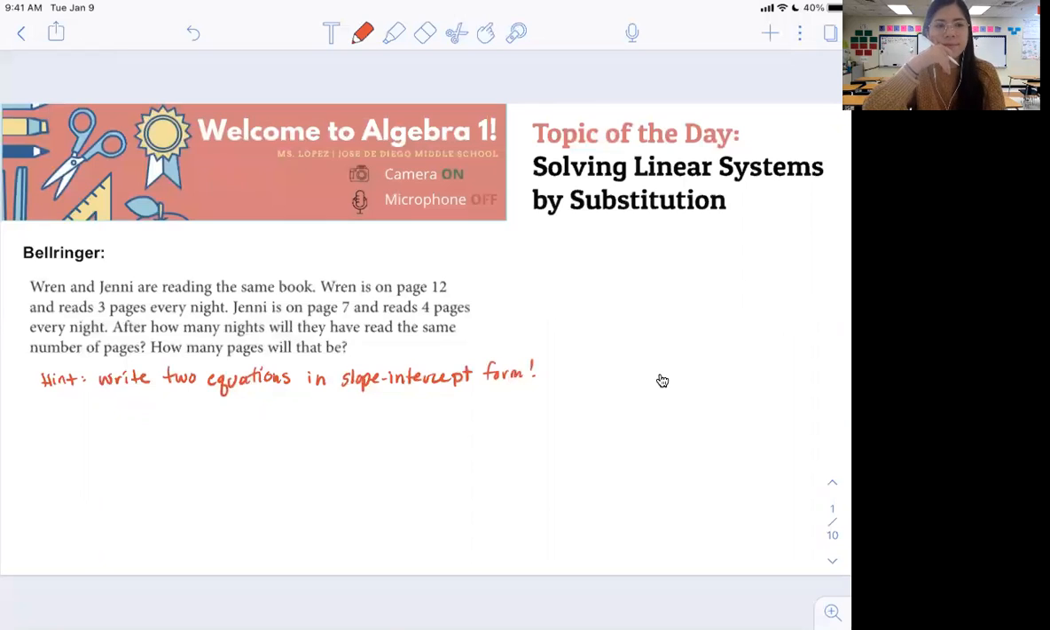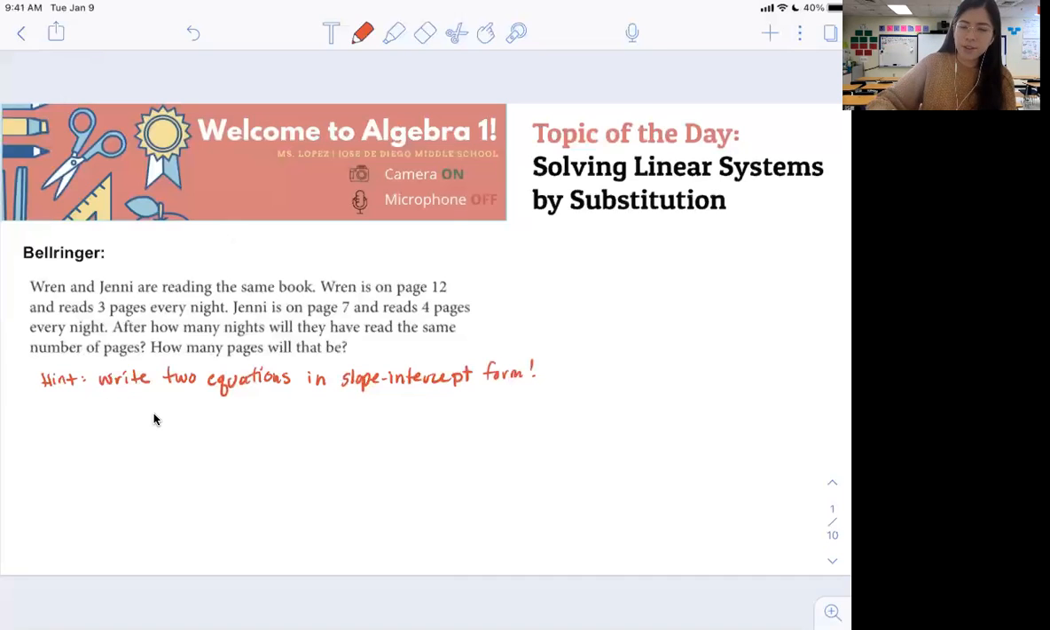Ren and Jenny are reading the same book. Ren is on page 12 and reads 3 pages every night. Jenny is on page 7 and reads 4 pages every night. After how many nights will they have read the same number of pages? How many pages will that be?